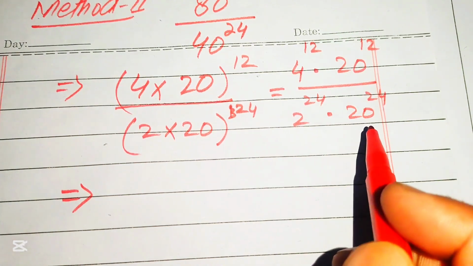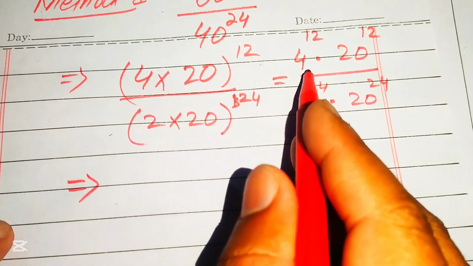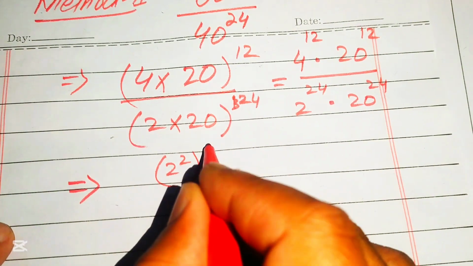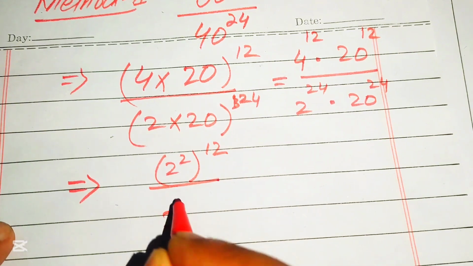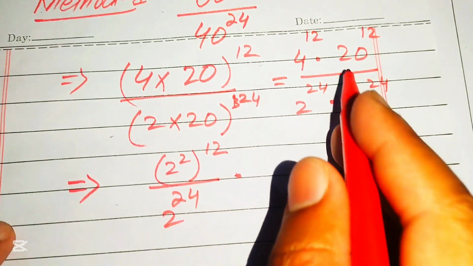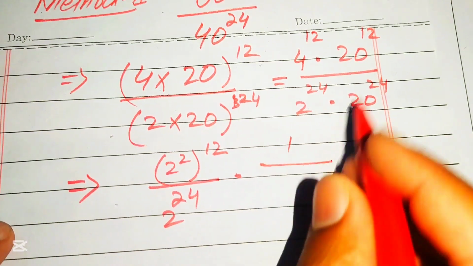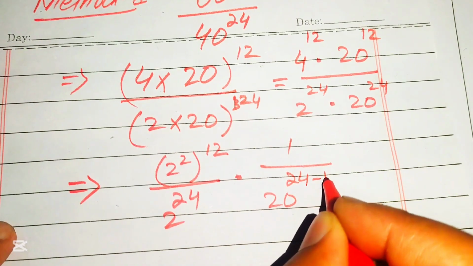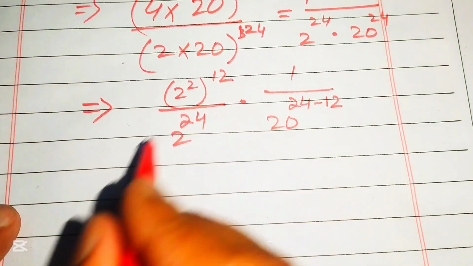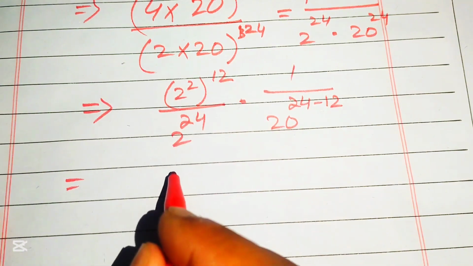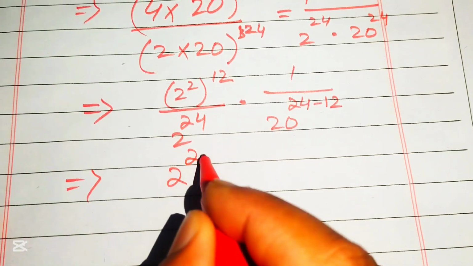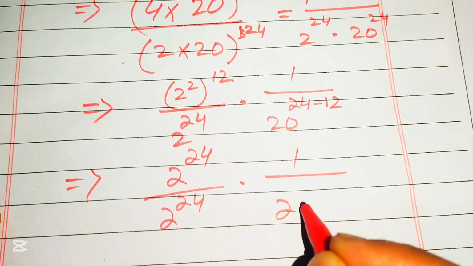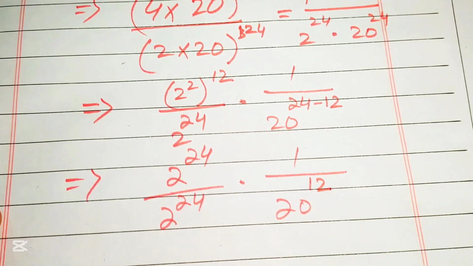We move this 12 to 24, and it will be written as, we write this 4 as 2 square, and its whole exponent is 12, divided by 2 to the power of 24, and we move this 12 here, and it will be written as 20 to the power of 24 minus 12. So these two times 12 becomes 24. So we obtain 2 to the power of 24 divided by 2 to the power of 24, and it is 20 to the power of 24 minus 12 becomes 12.